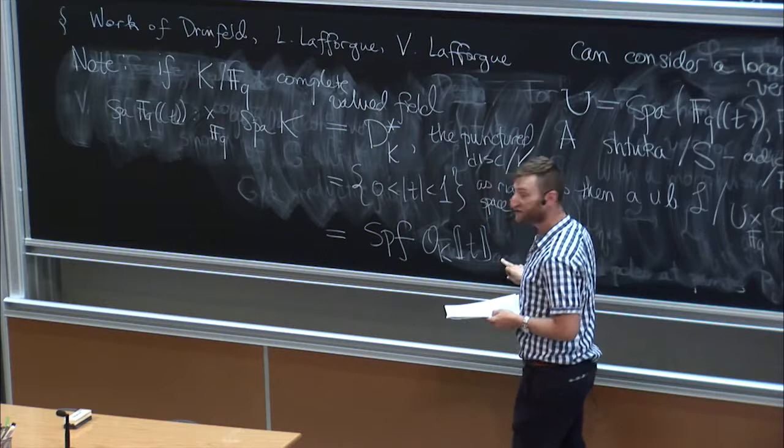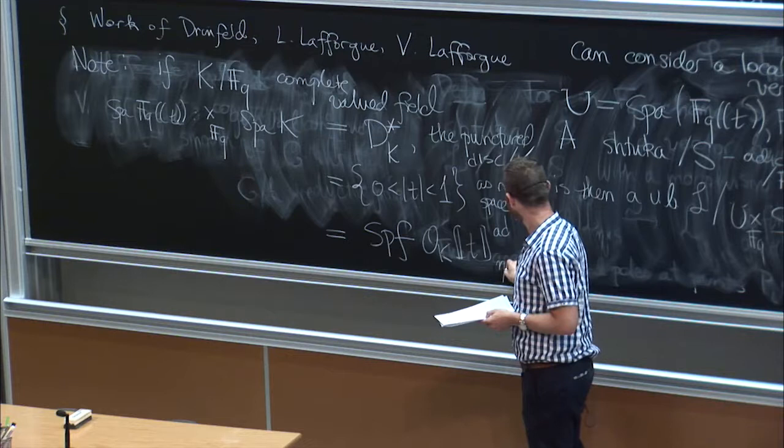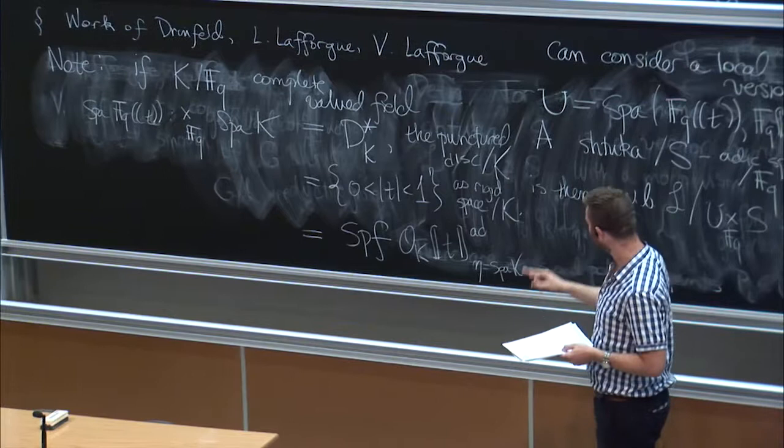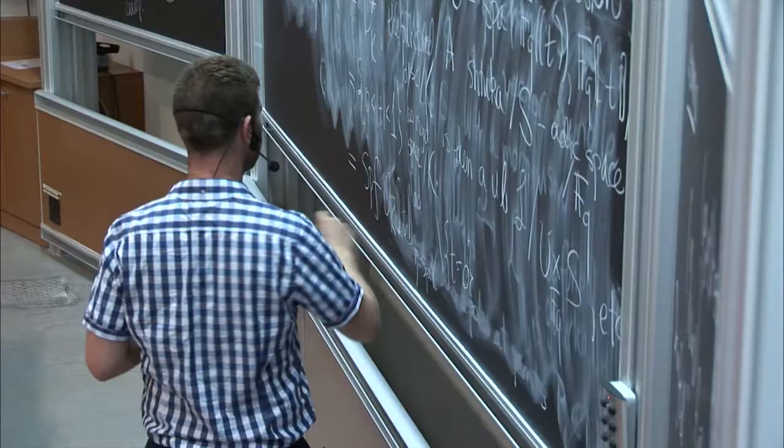To any formal scheme, I can form its corresponding adic space. That's the set of all continuous valuations on this guy which are bounded by 1. And then I can take its generic fiber over K, meaning I only consider those valuations whose value on a uniformizing parameter of K is non-zero. And then I can also remove the point T equals 0. That's what this is.